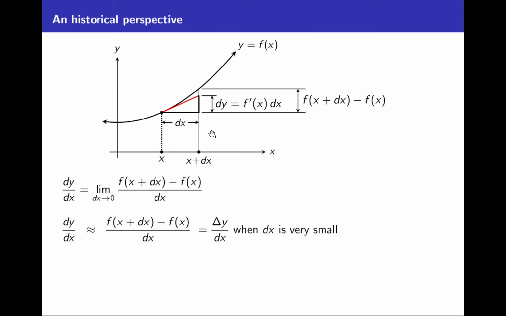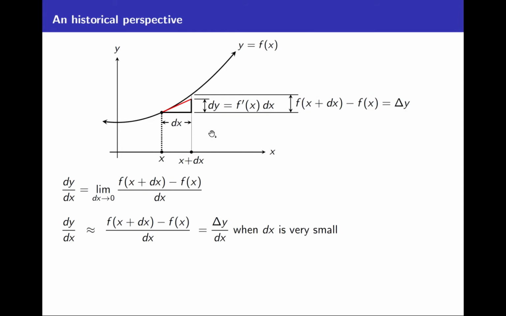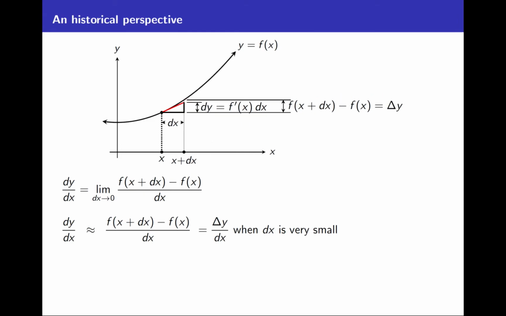Well, in this picture, let's make dx small. Let's make it smaller and look at dy and delta y. They're both getting smaller too, but you can see that the smaller dx gets, the closer and closer this ratio dy over dx is to delta y over dx. So dy over dx is very close to delta y over dx when dx is very small.